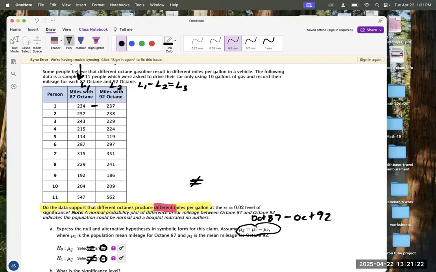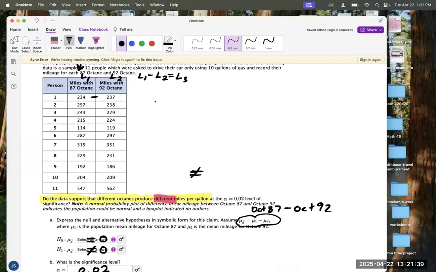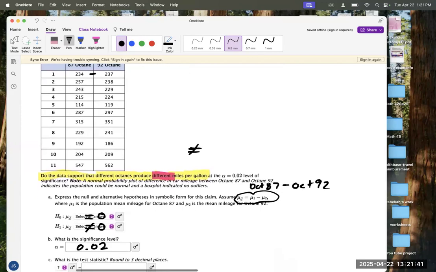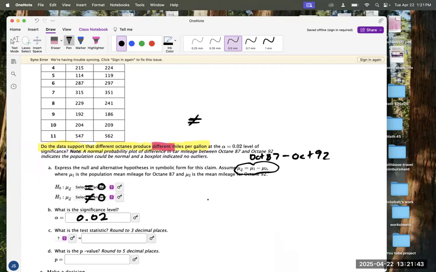Okay. Because that sub value of 1 means that, they say that population 1 is the octane 87, and that sub 1 means population 1. So we are going to do L1 minus L2 here. They want us to do it in that manner, so we're going to do it in that manner.